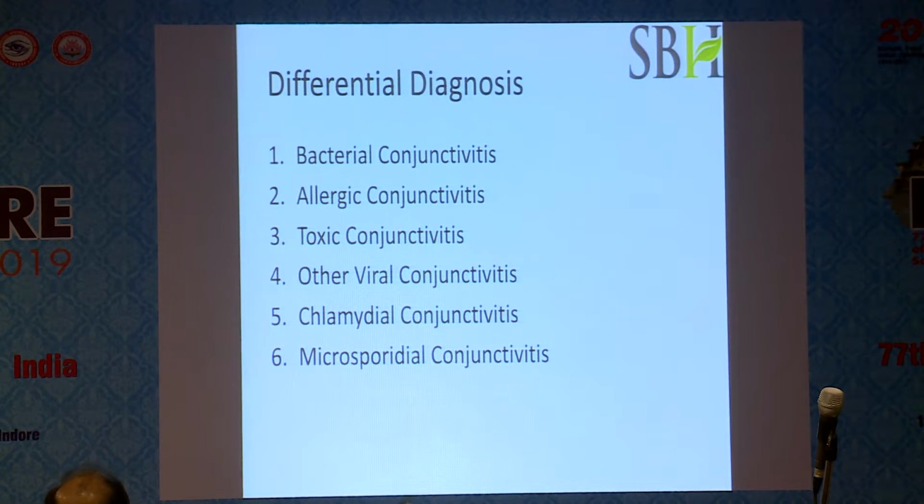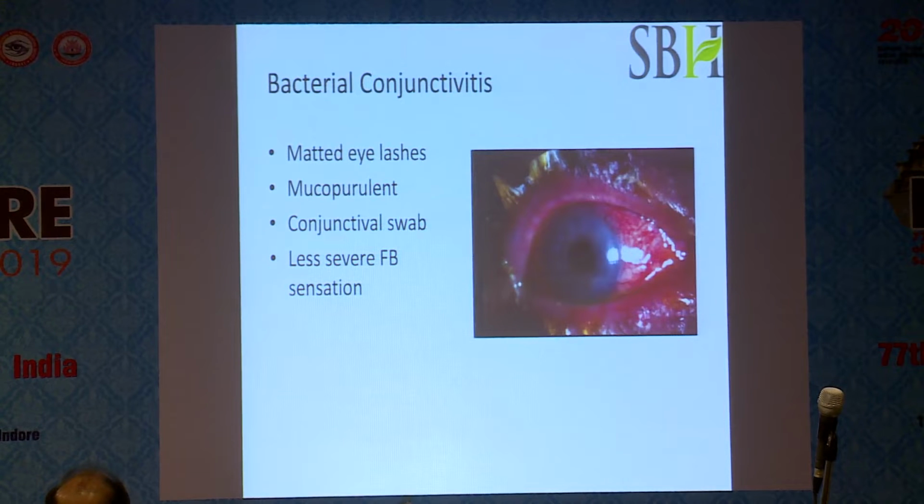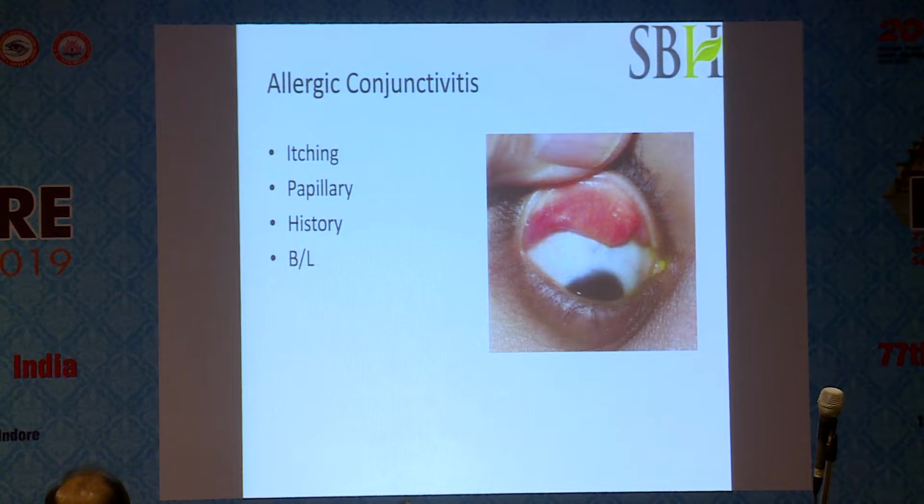So we'll discuss them one by one. In bacterial conjunctivitis, you will find matted eyelashes and mucopurulent discharge. If you are in doubt, you can send a conjunctival swab to confirm it. In allergic conjunctivitis, the most common feature will be itching, while itching will be less common in adenoviral. And as in adenoviral conjunctivitis we see a follicular reaction, but in allergy, you will find a papillary reaction. The patient will give a history of allergy, and the disease will start simultaneously in both eyes. While as I said, in adenoviral, one eye is involved first, then the other eye.